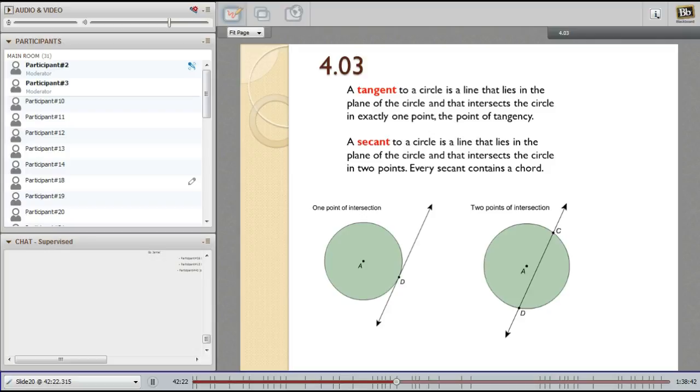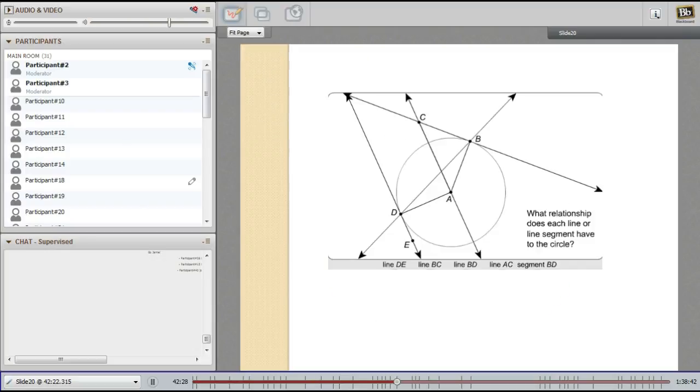Okay, which relationship does each line or line segment have to circle C? I'm going to give whiteboard privilege here.